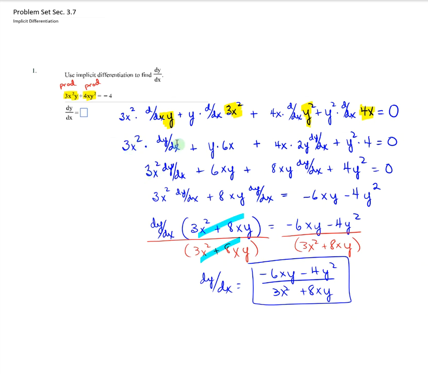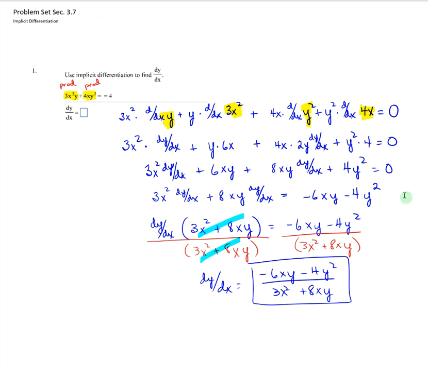So we have 3x squared dy dx plus 6xy plus 8xy, that was 2 times 4, and the x times the y, dy dx plus 4y squared equals 0. You want to leave all of your dy dx's together and make sure everything on the other side does not have a dy dx. So I subtracted this 6xy and the 4y squared to the other side.